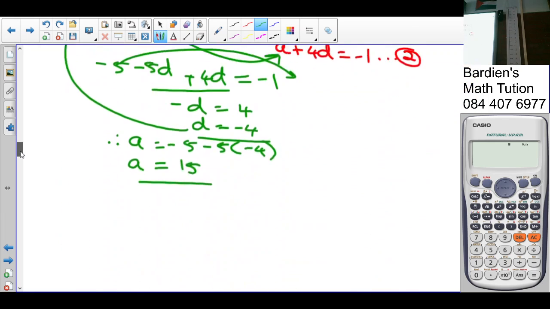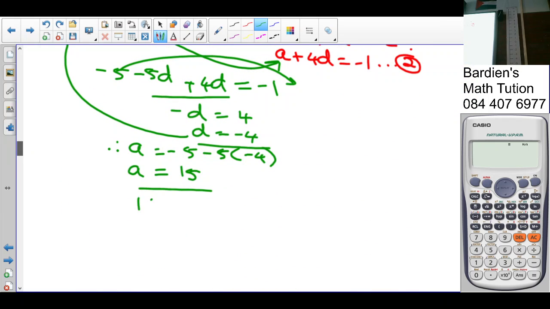So what's my a value here? 15, so that's my first term. If we're going to add d, I'm adding negative 4. What's 15 minus 4? Negative 11. Subtract 4 again. Sorry? 7. Nice.